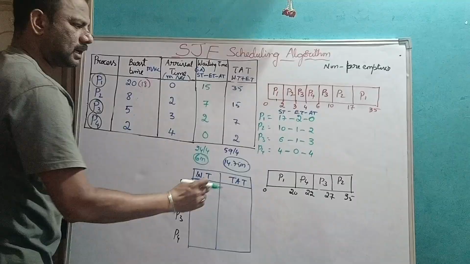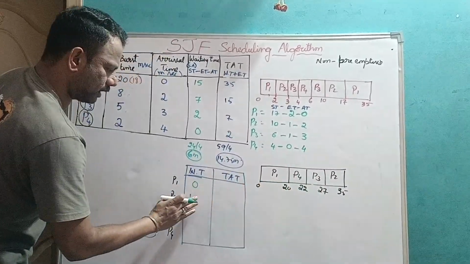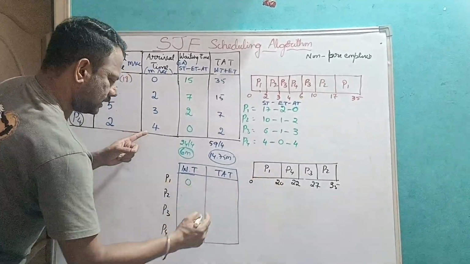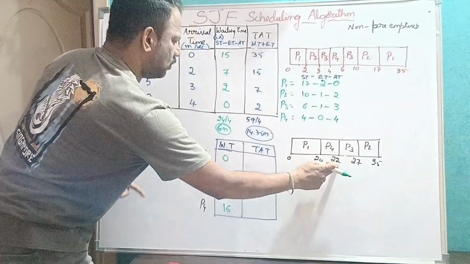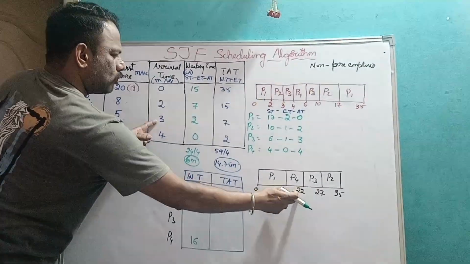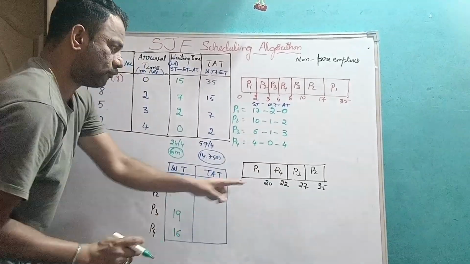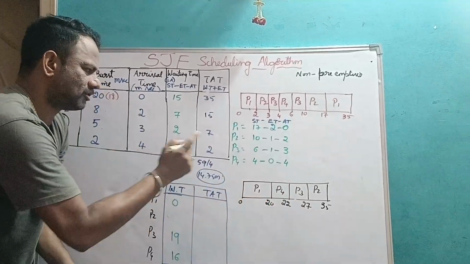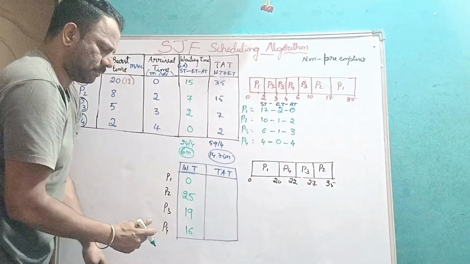It waited. Similarly, next P4, 20 minus 4, 16. Next P3. P3 starts at 22, but it arrived at 3 milliseconds. So 22 minus 3, 19. So this is P3, 19 milliseconds. Finally P2. P2 starts at 27, but arrived at 2. So 27 minus 2, 25. This is the waiting time of the individual processes.